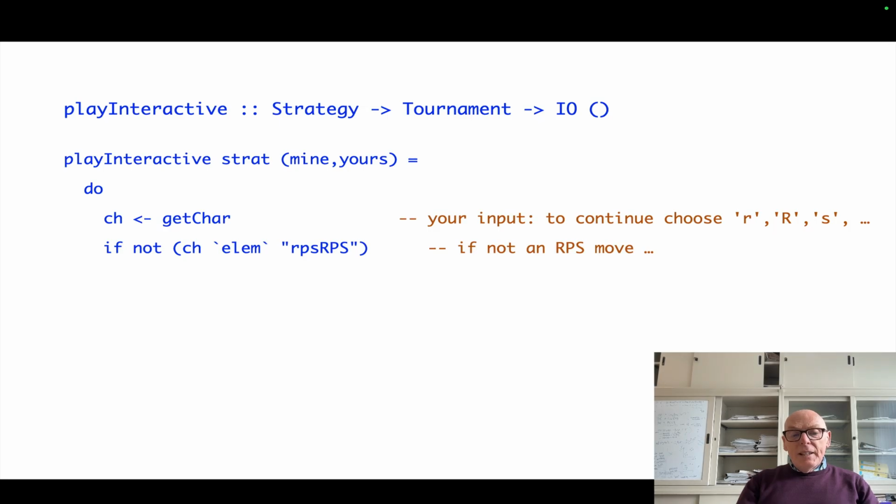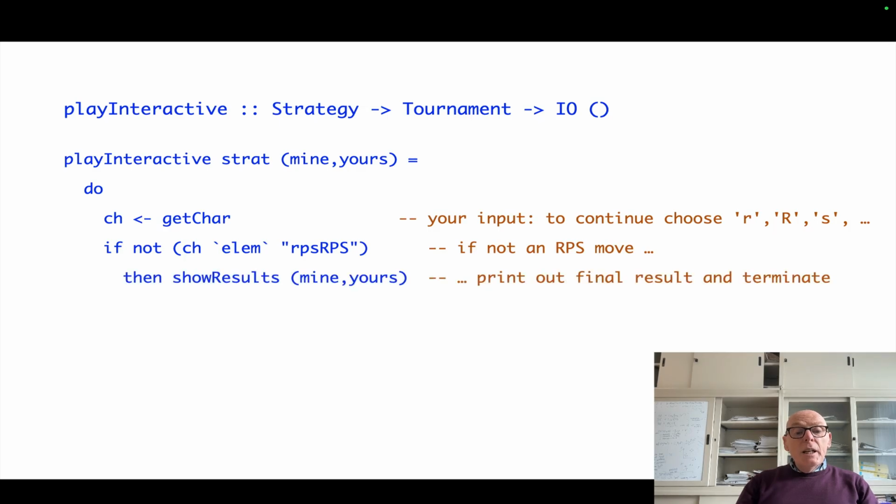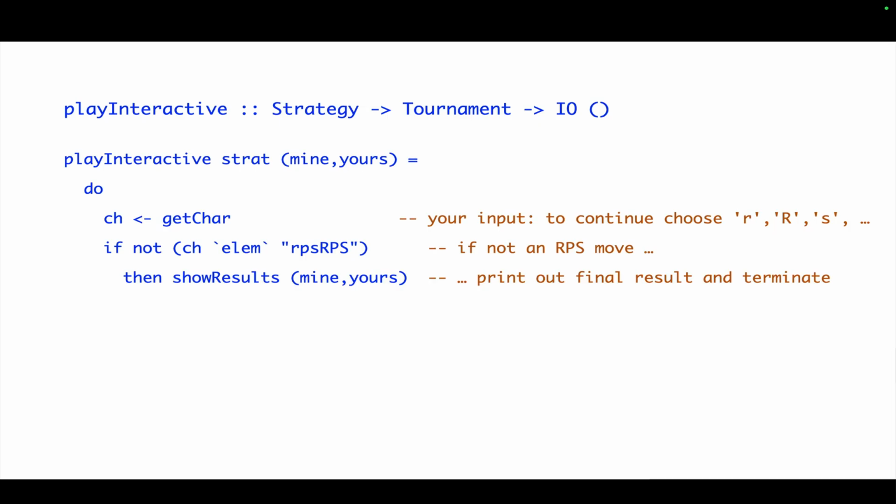Now, we then have an if then else. We check to see if ch is one of the characters that represents a move. If that's not the case, then we show the results of the tournament so far. That is, we apply showResults to the pair mine and yours. That's a list of the moves the machine has made and the list of the inputs that you have interactively added. Else, that's the case where it is one of those legitimate choices of a move.